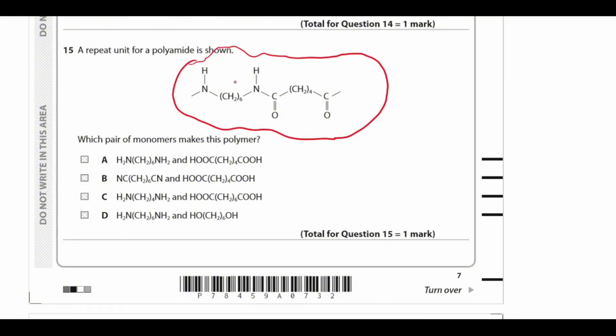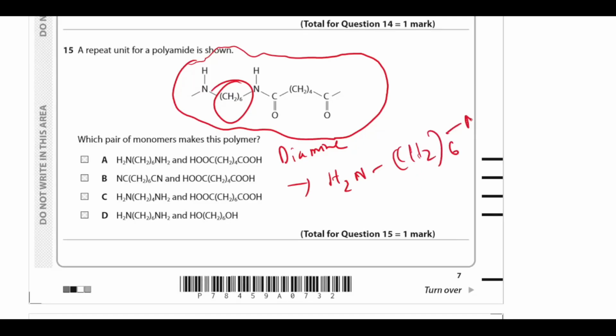From this, we can clearly see that the polymer basically comes from a diamine, which tends to have a 6-carbon chain. So the diamine would be what? The diamine would be something like this, H2N(CH2)6NH2. So that would be the 6-carbon diamine.